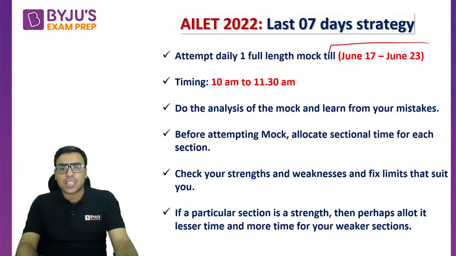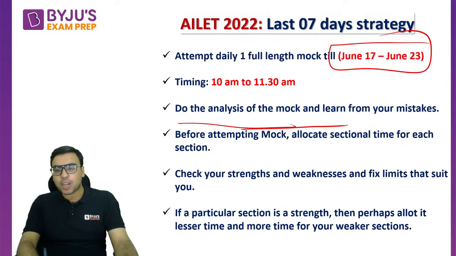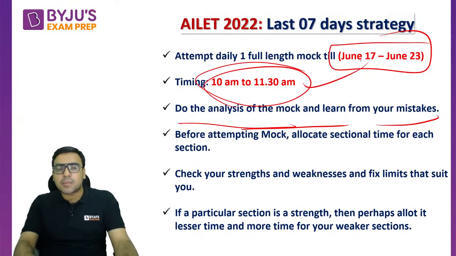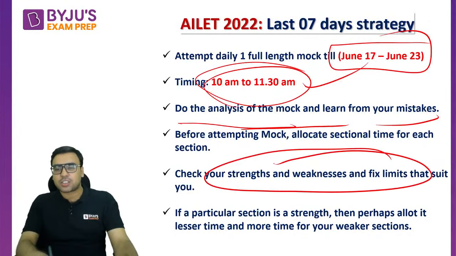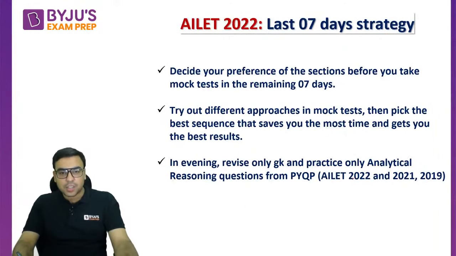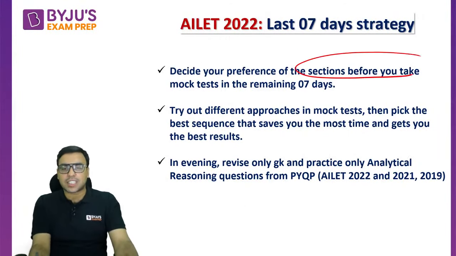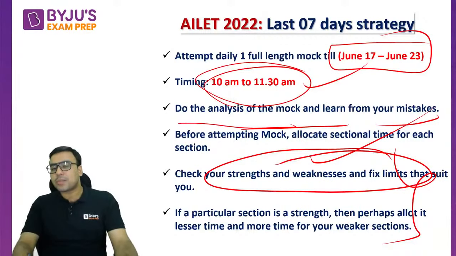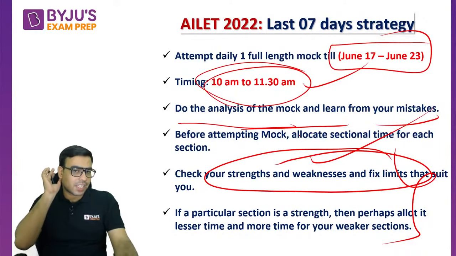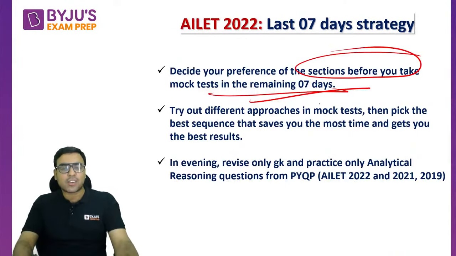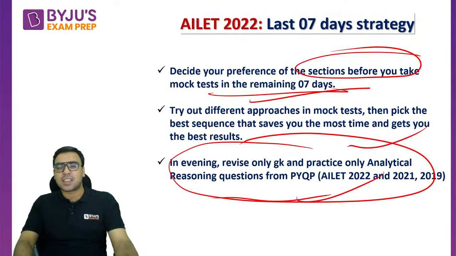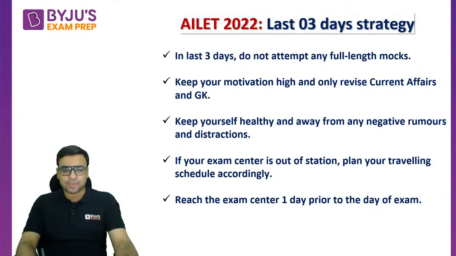So what you're supposed to do in the last 7 days: of course, attempt mocks, and attempt them in the morning at the same time to ensure you follow the strict timing. Decide your preference of sections before attempting. If you attempt more and more mocks, then inside the examination you will have an idea of how to solve 150 questions in those 90 minutes. That is what we are discussing. Revise GK and practice analytical reasoning in the evening. That is what you can do.